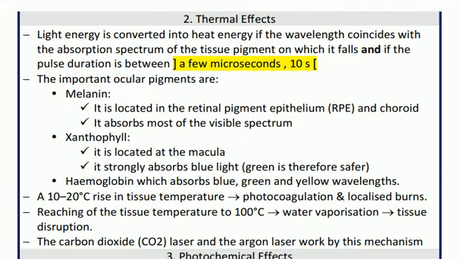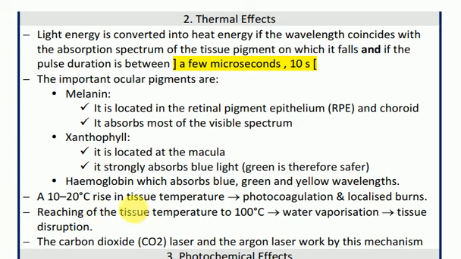Thermal effects. Light energy is converted into heat energy if the wavelength coincides with the absorption spectrum of the tissue pigment on which it falls, and if the pulse duration is between a few microseconds and a few milliseconds. The important ocular pigments are melanin, xanthophyll, and hemoglobin. Melanin is located in the RPE and choroid. It absorbs most of the visible spectrum. Xanthophyll, located at the macula, strongly absorbs blue light. Green is therefore safer. Hemoglobin absorbs blue, green and yellow wavelengths.